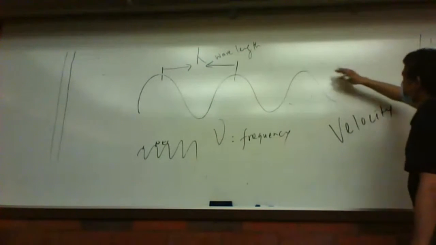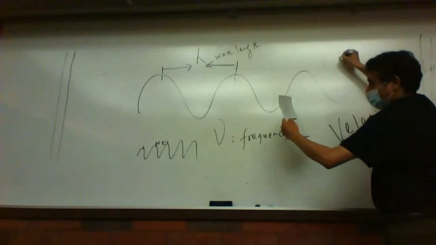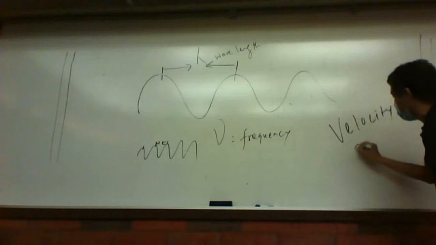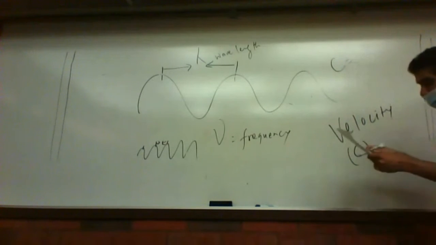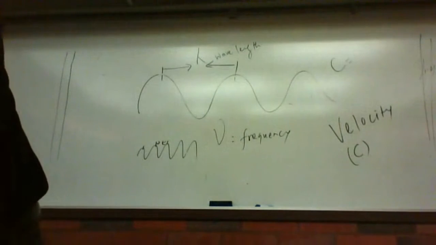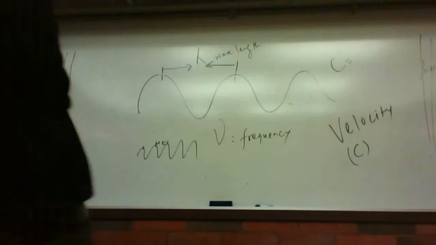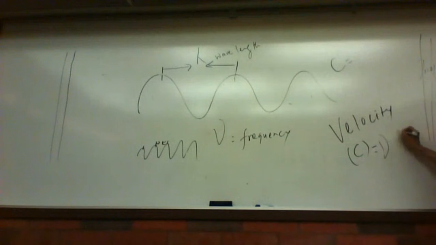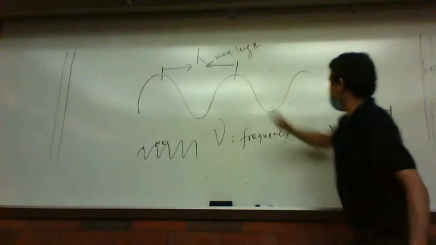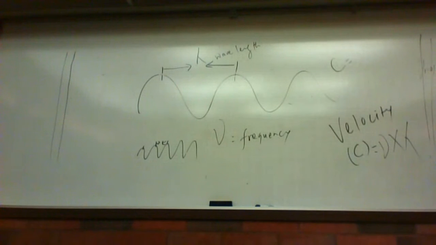So velocity is given by c. So velocity is equal to frequency multiplied by the wavelength. So velocity c is equal to frequency, this number, and then multiply by the wavelength. So like this. Make sense?